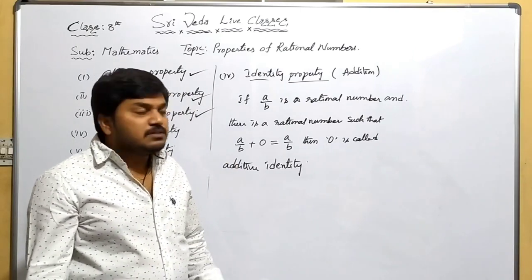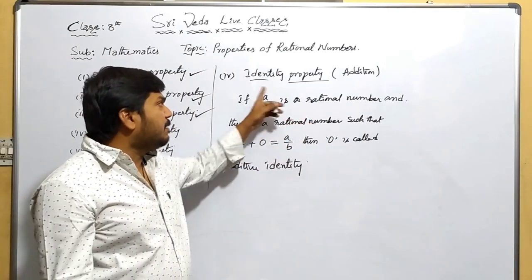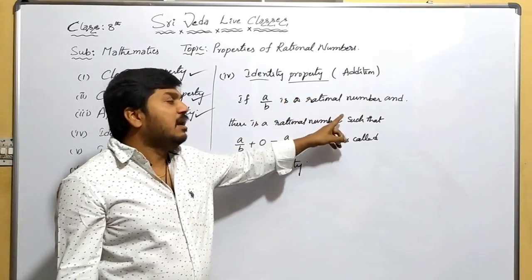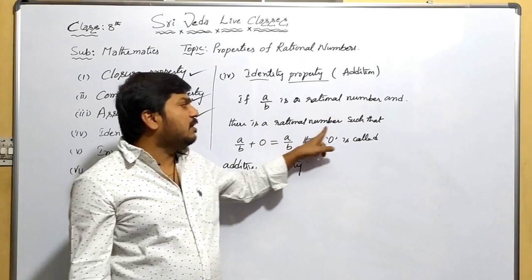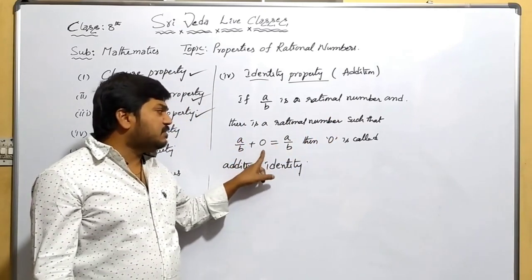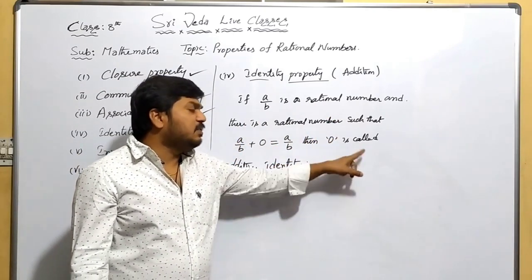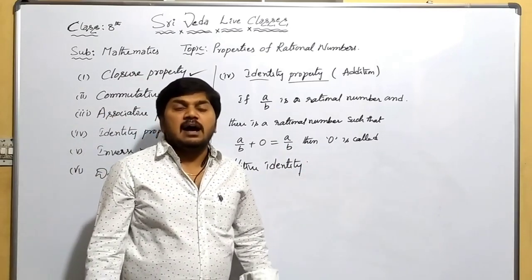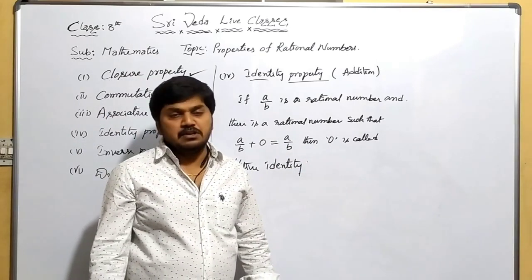Okay, understood now? So what is identity property? Identity property means under addition, a by b is a rational number and there is a rational number such that a by b plus 0 equals a by b, then 0 is called additive identity. This property is called identity property under addition.